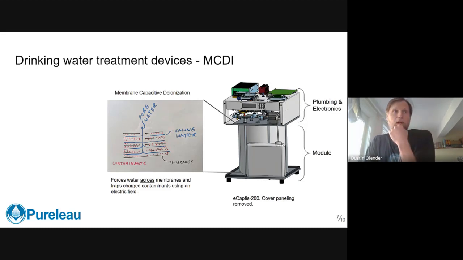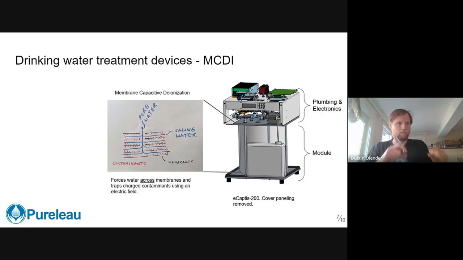So MCDI on the right here, we've got the eCaptis itself without its cover panels on. You've got the module on the bottom, and you've got the plumbing and electronics on the top. And the module is what contains the membranes. If you look on the left, I've got just a crude schematic. If we think back to reverse osmosis, you're forcing water with high pressure through the membrane. With MCDI, you're actually forcing it across the membrane. So big difference, much lower pressures involved, just mains pressure, so 70 psi and less.